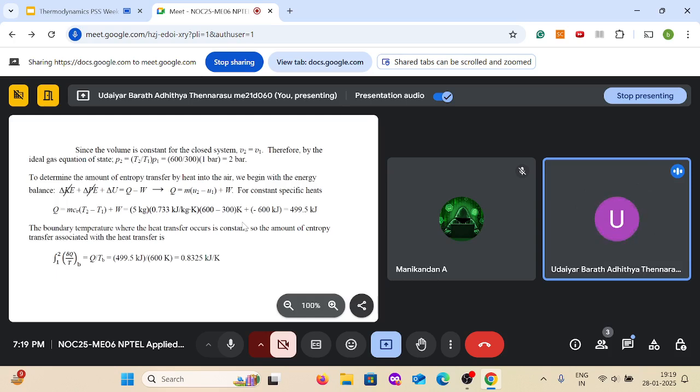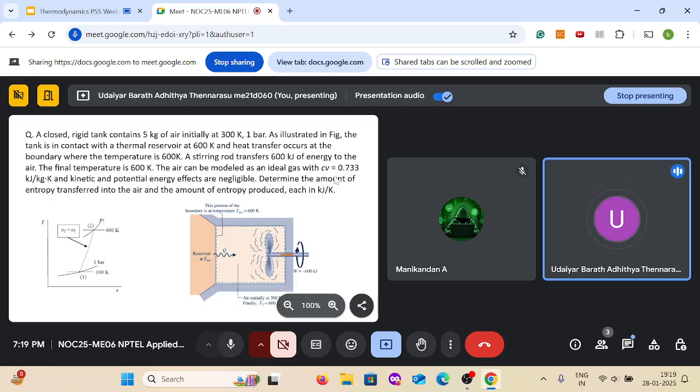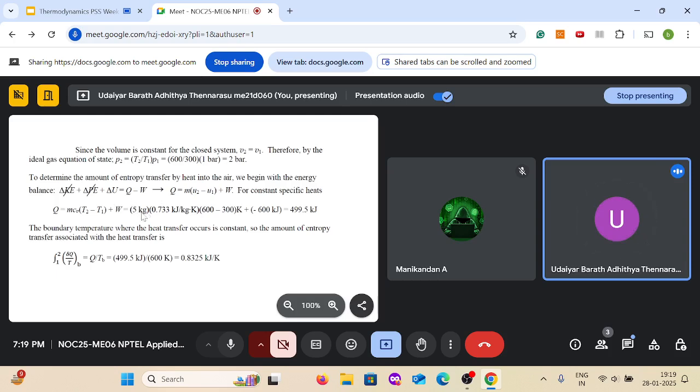Now we can apply an energy balance across the control volume. There is heat transfer and there is work transfer, which will give rise to change in internal energy. So delta U is Q minus W. Since we know the initial and final pressures and temperatures, we can find the internal energy change, and we also know how much work is being added with the stirrer. So Q is m Cv (T2 minus T1) plus W. Substituting, the mass is 5 kg, Cv is 0.733, the temperatures are initially 300 and finally 600, and the work is 600 kilojoules, which gives you 499.5 kilojoules. So this is equal to the heat which is added to the control volume.